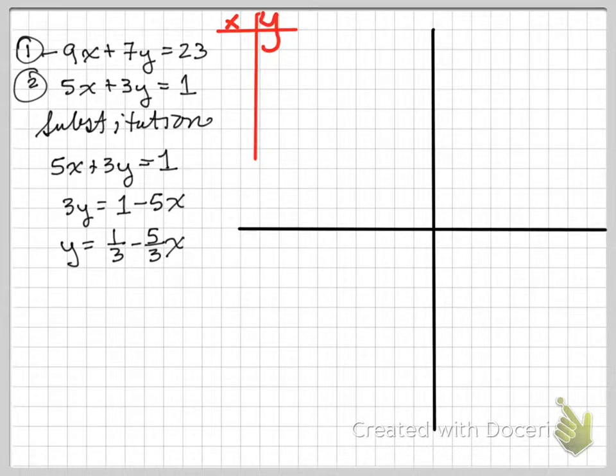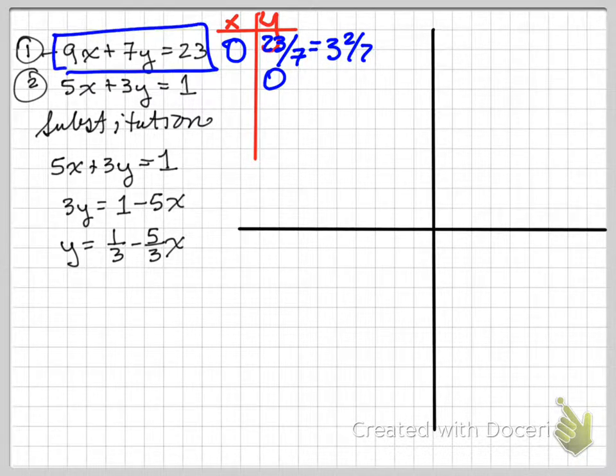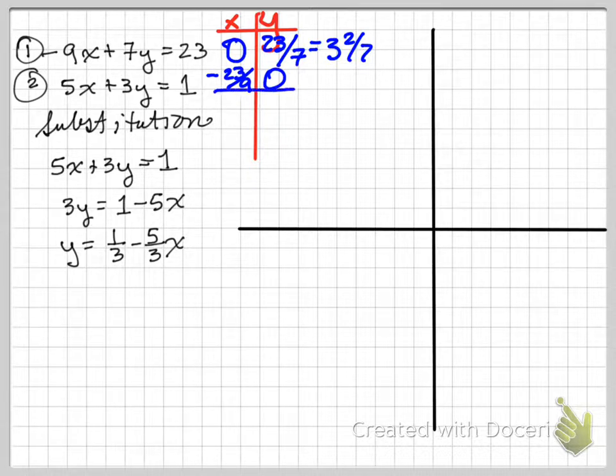So let's see. If x is 0, I'm going to use a different color here. If x is 0, then y is 23 over 7, which is, what is that? 3 and 2/7. If y is equal to 0, in this first equation I'm talking about, then x is equal to negative 23 over 9, which is, what is that? That is negative 2 and 5/9. So that's for the first one.